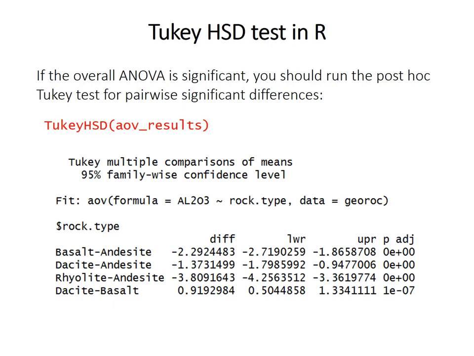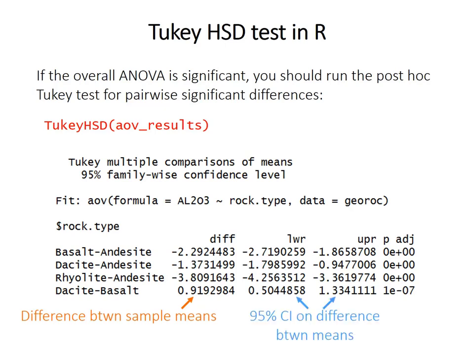What you'll get is something that looks like this. Well, I've truncated it. There'll be many more rows in this particular example here. The first column is the difference between sample means. The next 2 columns are the 95% confidence interval on that difference between sample means, between each pair listed there.